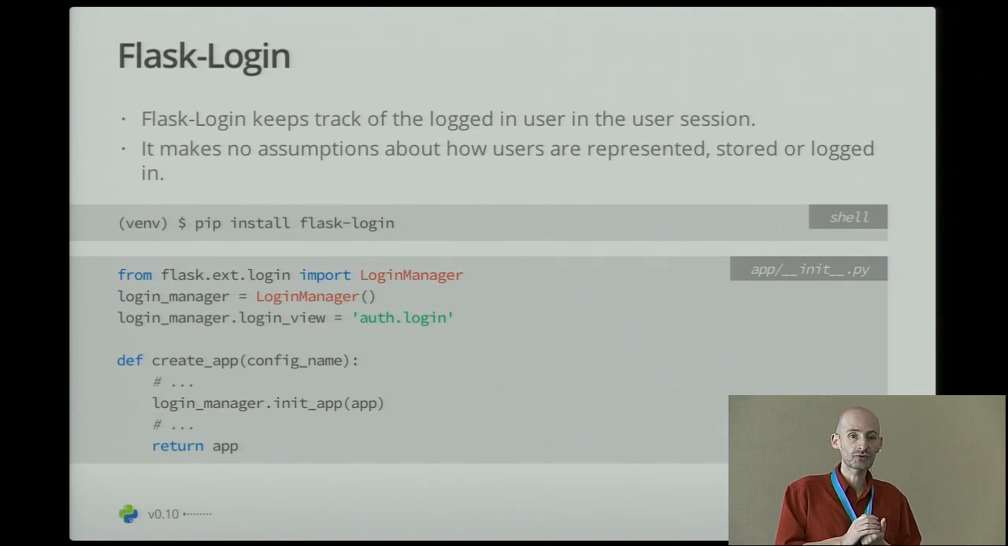And the extension needs to know this, because if in my browser, I type a URL that's protected, that's only for logged in users, and I try to access it, Flask-Login will intercept that request and send the user to the login. And it needs to know where that login page is for that reason. Okay?